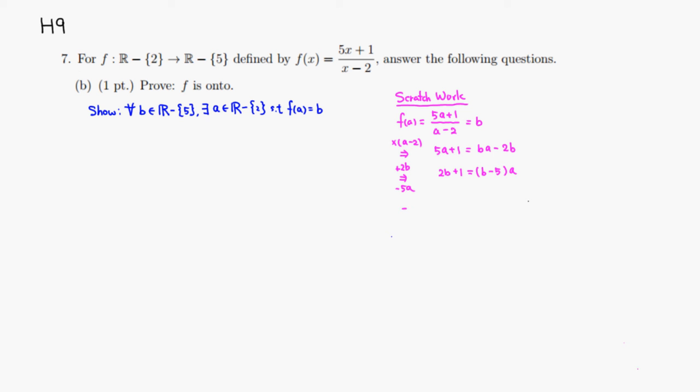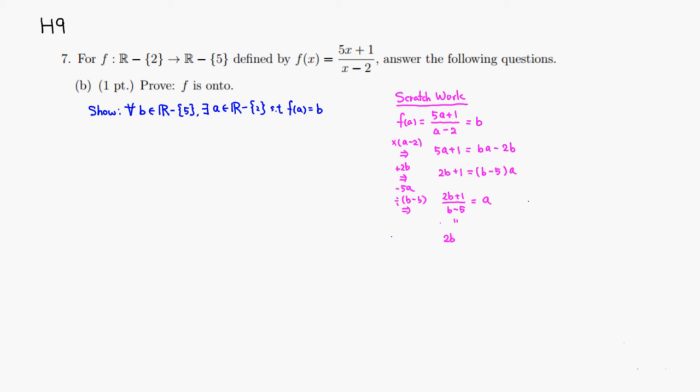Then we can isolate a by dividing through by the quantity b minus 5. So you have 2b plus 1 over b minus 5, and that's going to be a. So we found the formula for a. And I want to make sure that this is actually in all real numbers except for 2. So do we know that this is not equal to 2?